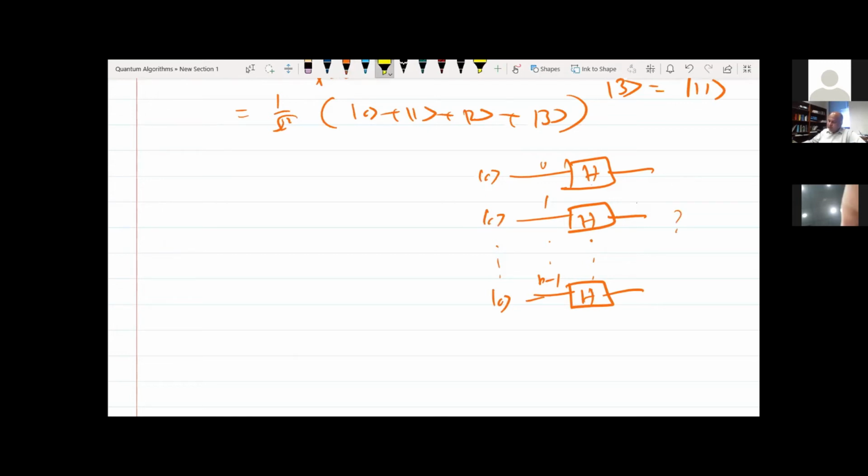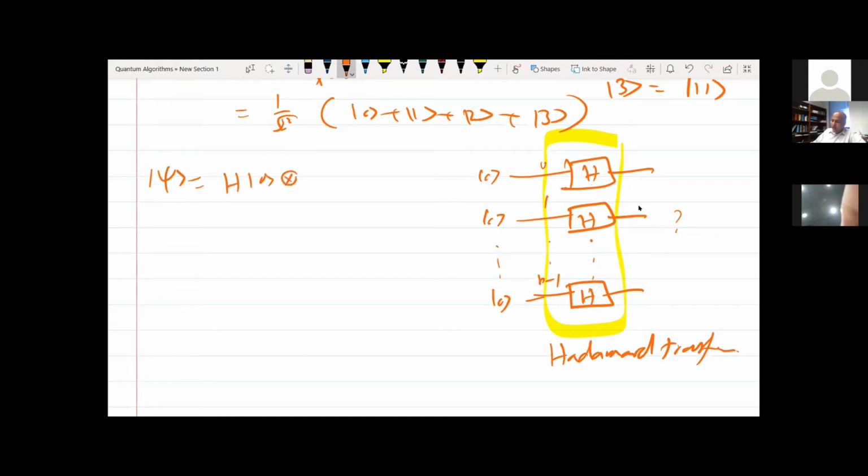This type of construction, by the way, is called the Hadamard transform. So the Hadamard transform is nothing but a Hadamard gate on each of the individual qubits independently. And let's see what we get from this. So the output state, let's say psi, is now Hadamard on 0 tensor Hadamard on 0 tensor, all the way to Hadamard on 0.